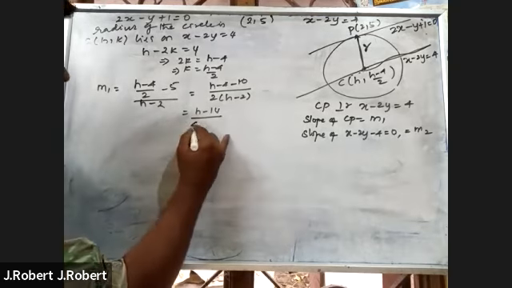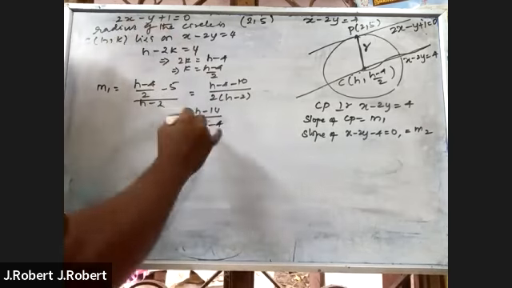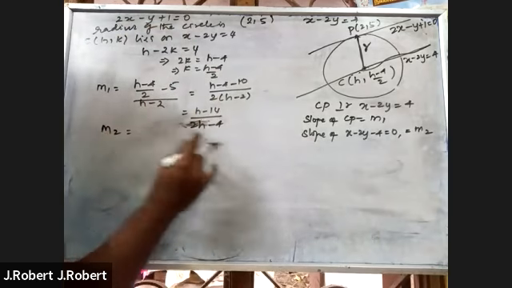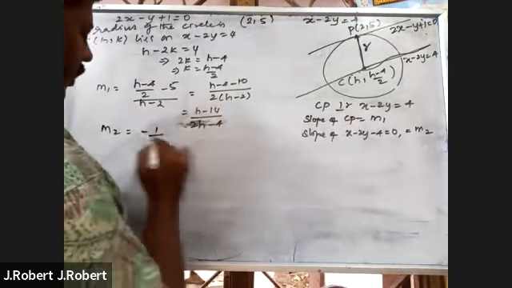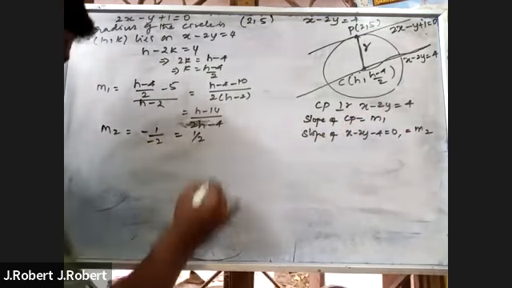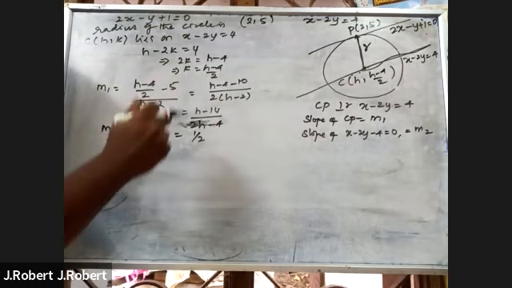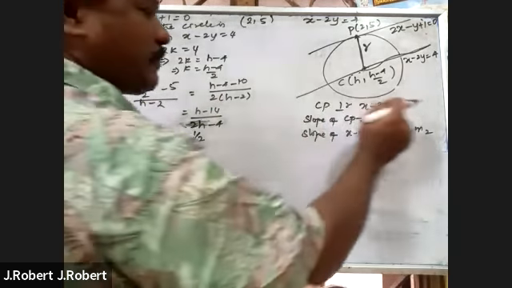So 2h minus 4. This is m1. Now find m2. The formula is minus a by b, minus 1 divided by minus 2, which is equal to 1 by 2. So the slopes are found: m1 is (h minus 14) by (2h minus 4), and m2 is 1 by 2. Now the condition is that these two are perpendicular.